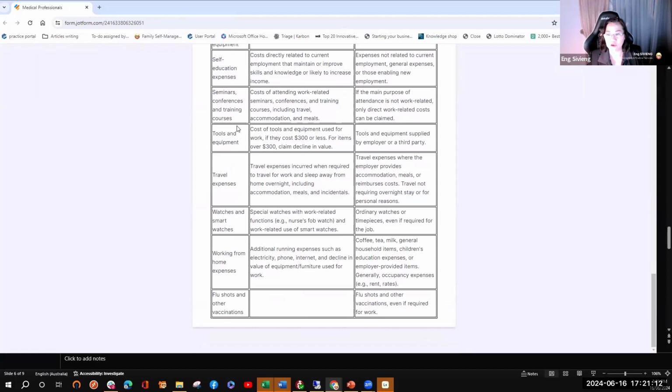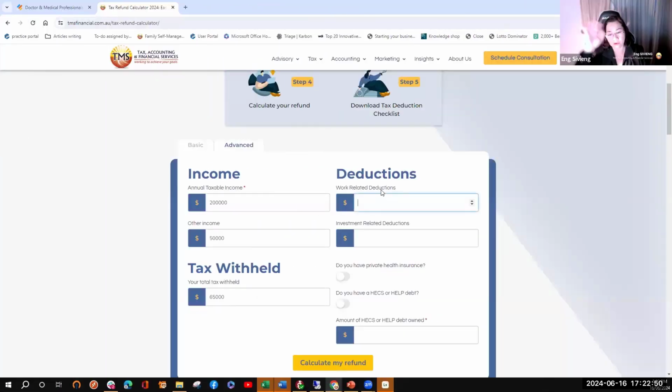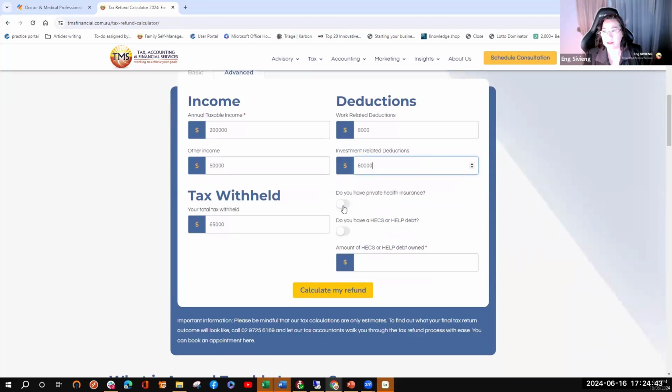Feel free to go through it. If there's anything that you're not sure about, you can send an email and ask us. You go through those checklists and then you add up all the work-related deductions. Let's say the work-related deductions add up everything that you're entitled to, it's 8,000. With other income, if you have a rental property, then obviously you have all those rental expenses. And we also have a checklist on rental income and expenditure as well. Let's say it's a loss of 60,000, okay? Because you're negatively geared.